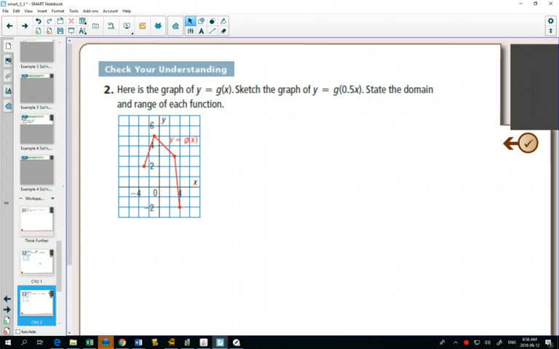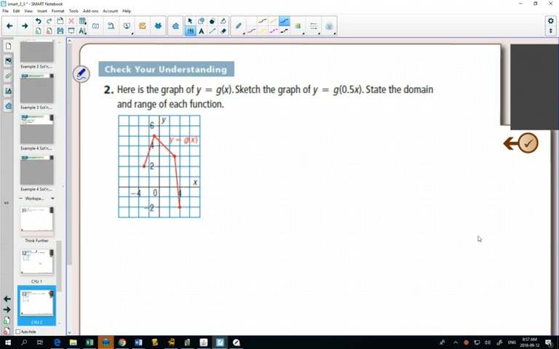This question has to be done in function notation only. For one, do you recognize this graph as one of the graphs you have memorized? No. It just looks like a bunch of lines put together. That's what it is. So we have to work only in function notation with this one. It says sketch the graph of g of 0.5x.